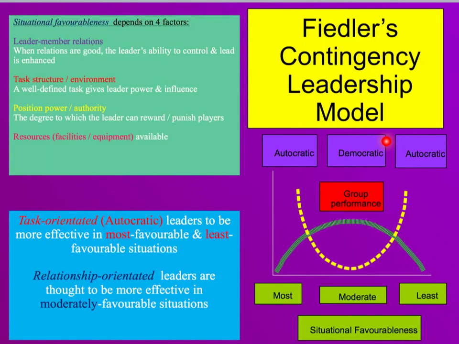If all of that doesn't make sense, that's the key part. So this box and what I've just described here, you just need to remember that it's task orientated or autocratic style for most and least favourable situations, so for those 2 situations, and it's relationship orientated style or democratic for moderately favourable situations. So you need to know those 3 situations and what style to use in those 3 situations.